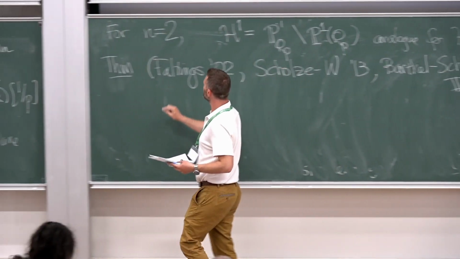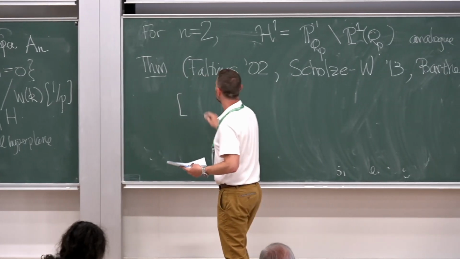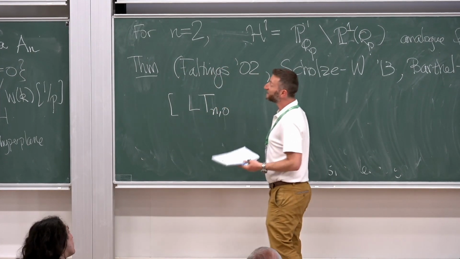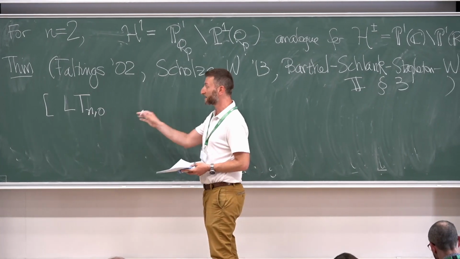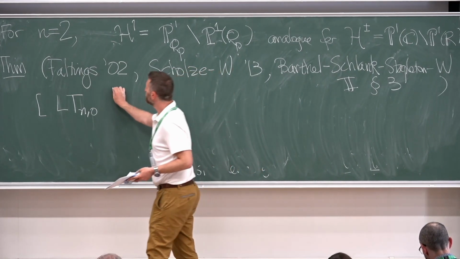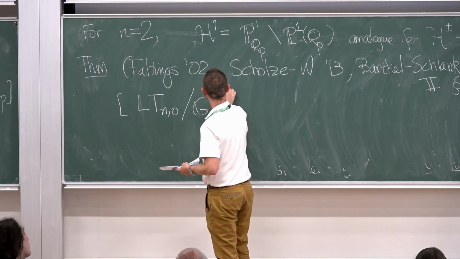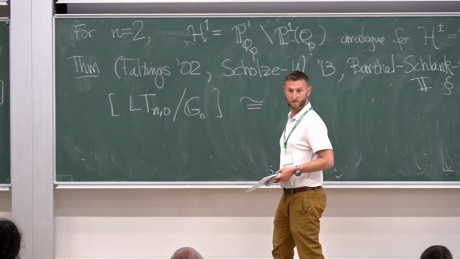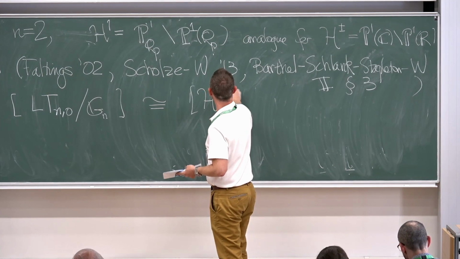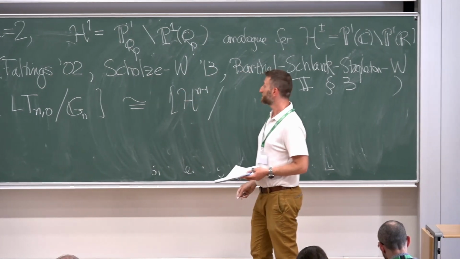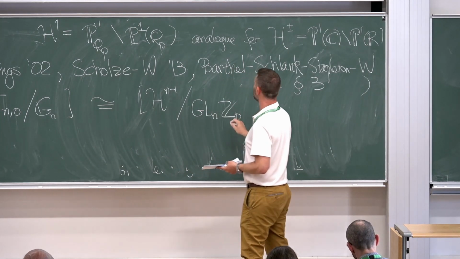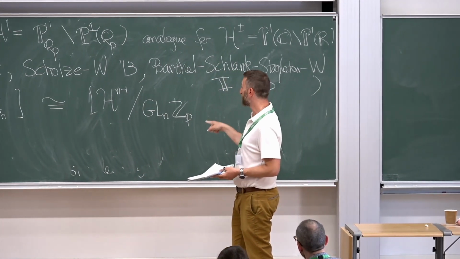And the isomorphism is between two stacks. So on the one hand, there's LT_{n,0}, which, by the way, is just a ball. Ball of dimension n minus 1. I have to quotient this out by the action of G_n. On the other side, there's Drinfeld space, H^{n-1}. And I'm going to quotient out by the action of GL_n(Z_p), the compact group, GL_n(Z_p), not Q_p.